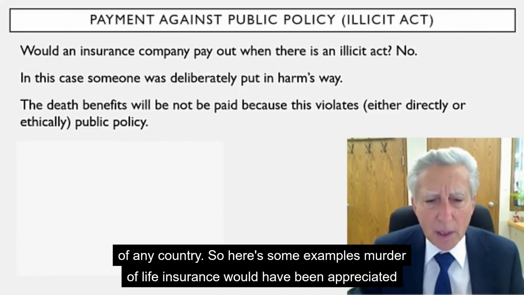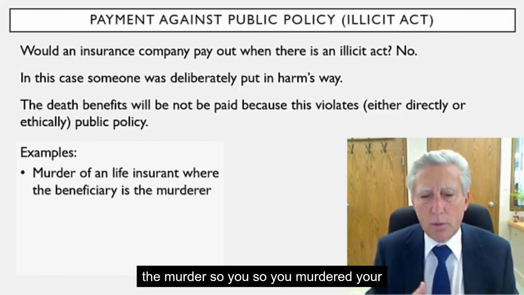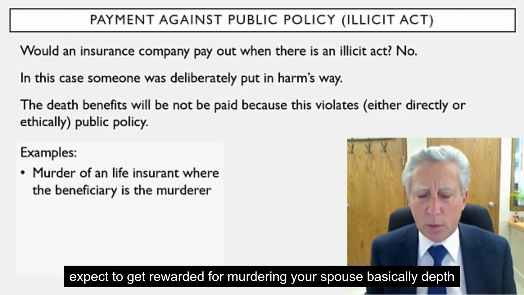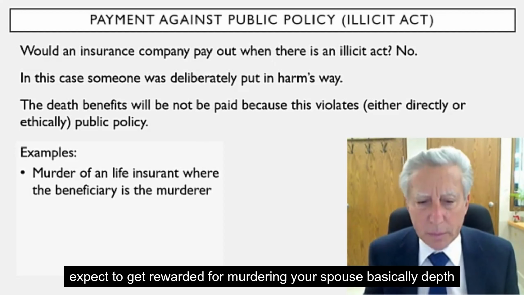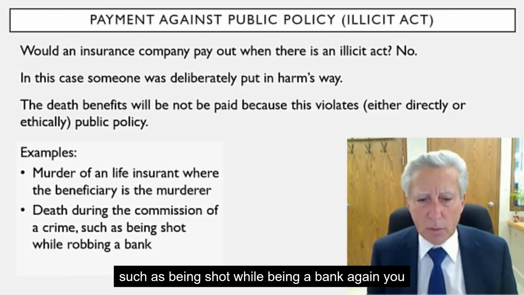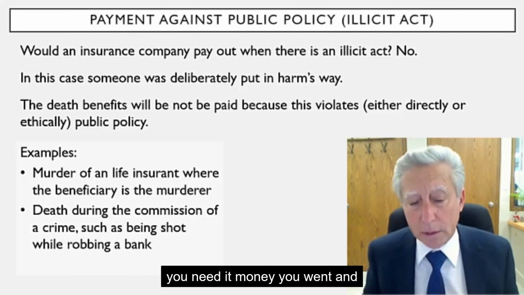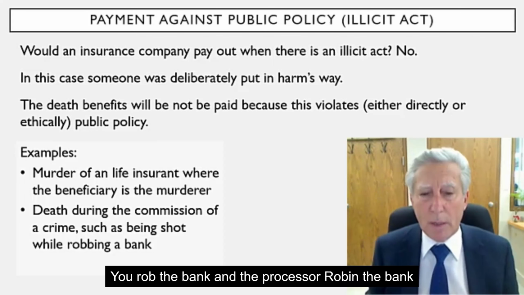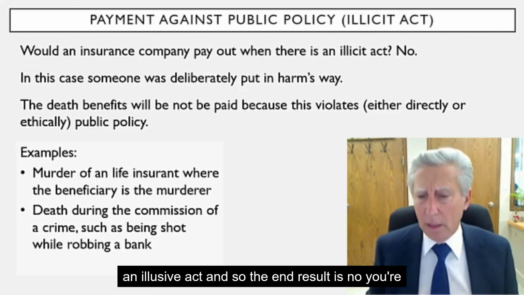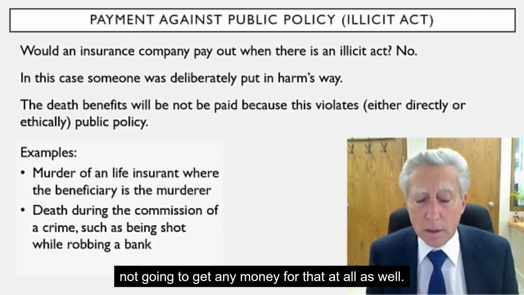So here are some examples. Murder of the life insured by the beneficiary. So you murdered your spouse, okay? Obviously you don't expect to get rewarded for murdering your spouse. Or death during the commission of a crime, such as being shot while robbing a bank. Again, you needed money, you went and robbed the bank, and in the process of robbing that bank, you got shot. Obviously, that is an illicit act, and so the end result is no, you're not going to get any monies for that at all, okay?